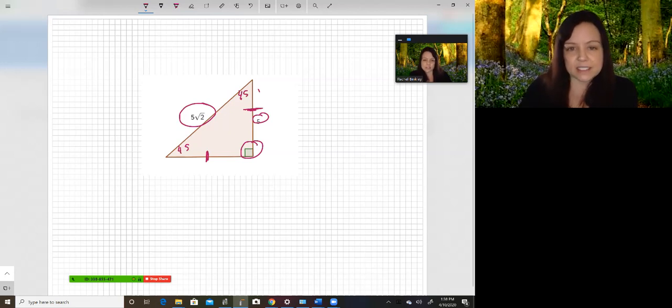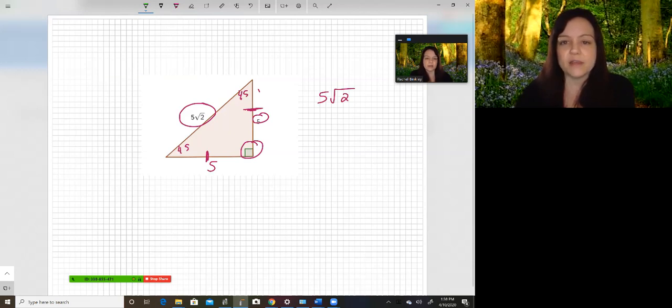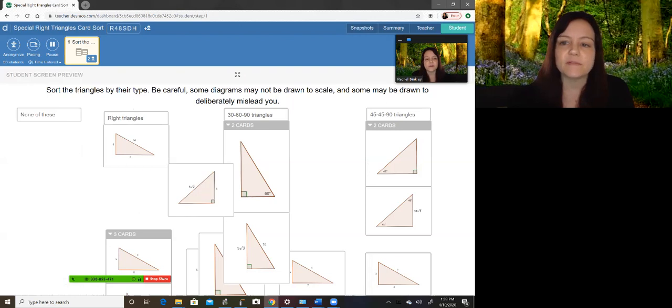Those angles are the same. These sides are the same. And the hypotenuse is one of those sides times root 2. So again, we could change this to different numbers, and using the rule, we should be able to figure it out. If instead of 5 it was, I don't know, 23, then both of these sides would be 23, and the hypotenuse would be 23 times root 2. Easy as that, easy peasy. So this is a 45, 45, 90 triangle.